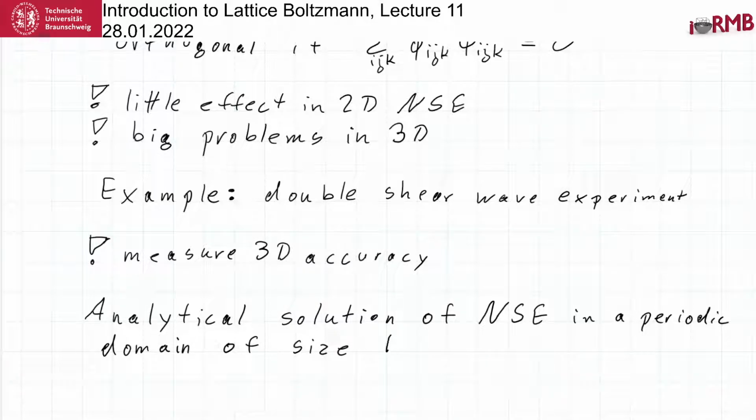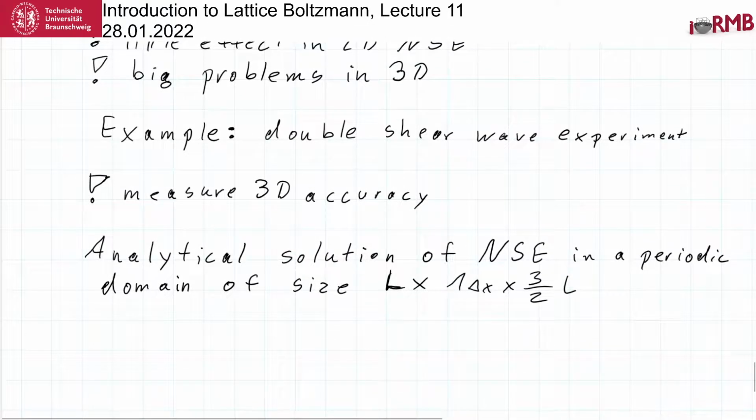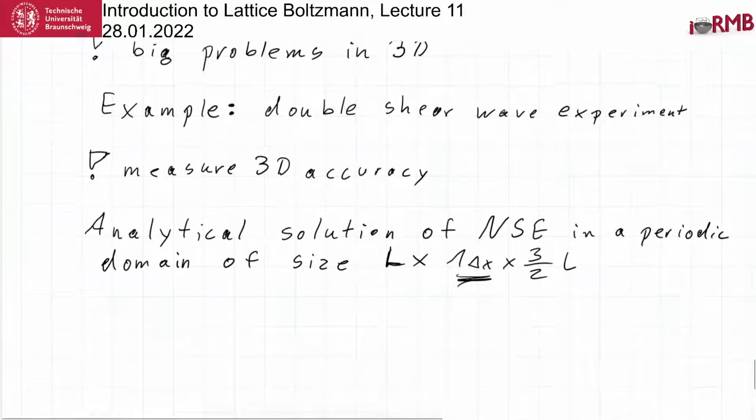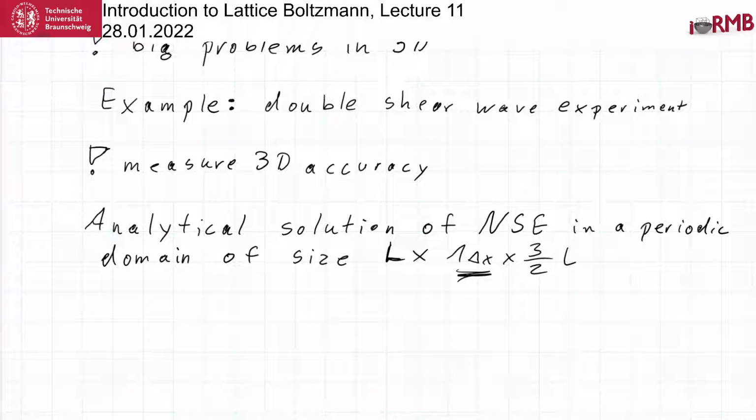We would have it for different sizes, but the size that we now use, we call the size L times 1 delta x times 2/3 L. You see it's a relatively simple setup, and because there is only 1 delta x in one direction, it is pseudo two-dimensional. But it probes something three-dimensional.